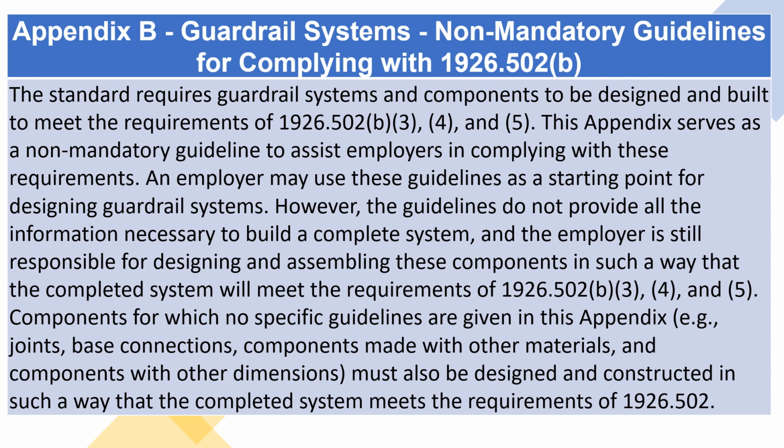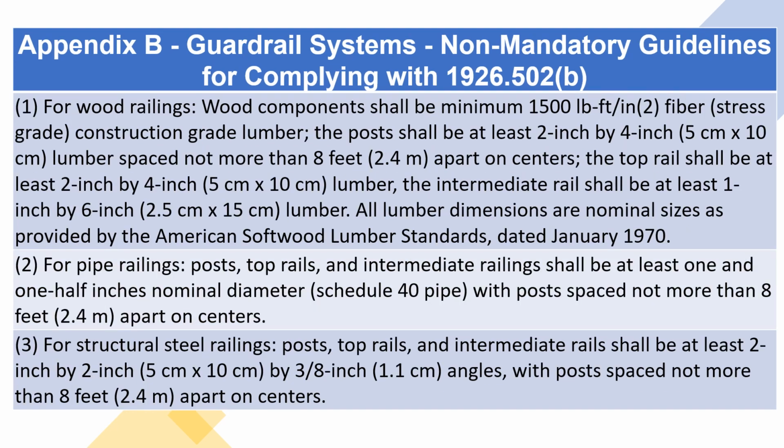Components for which no specific guidelines are given in this appendix, e.g., joints, base connections, components made with other materials, and components with other dimensions, must also be designed and constructed in such a way that the completed system meets the requirements of 1926.502. 1. For wood railings, wood components shall be minimum 1,500 lb-ft/in. 2. Fiber stress grade, construction grade lumber. The posts shall be at least 2 inch by 4 inch, 5 cm x 10 cm, lumber spaced not more than 8 feet, 2.4 meters apart on centers.